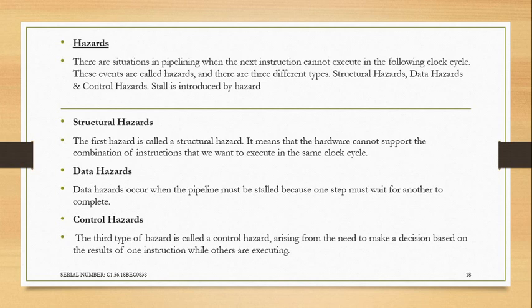A data hazard occurs when the pipeline must be stalled because one step must wait for another to complete. It's like a serial thing: the first one must complete for the next to be executed. Control hazard is the last and third type of hazard, arising from the need to make a decision based on the result of one instruction while the others are executing.